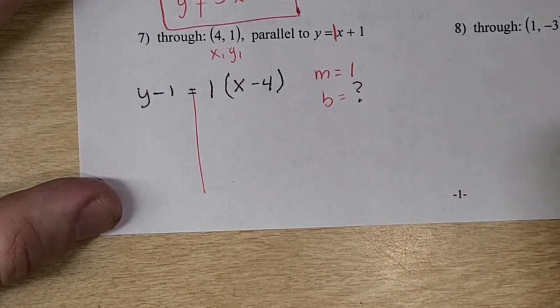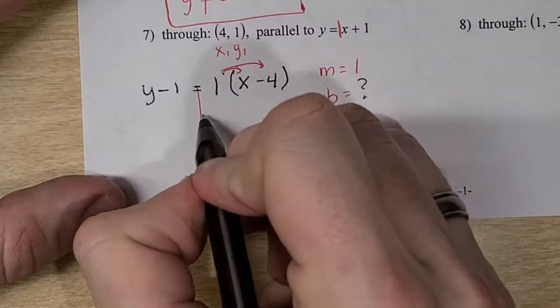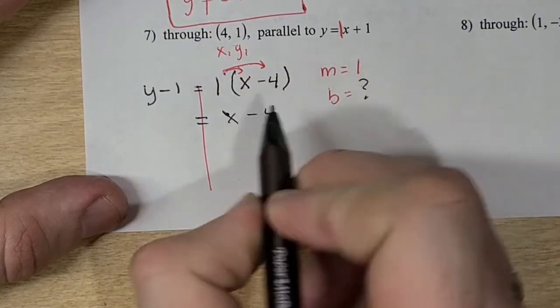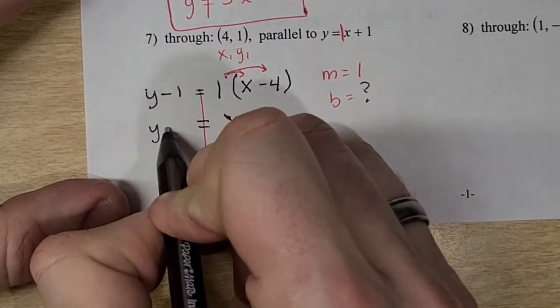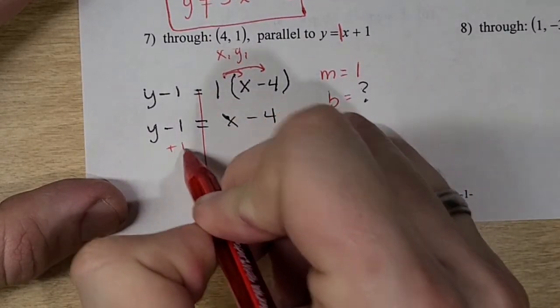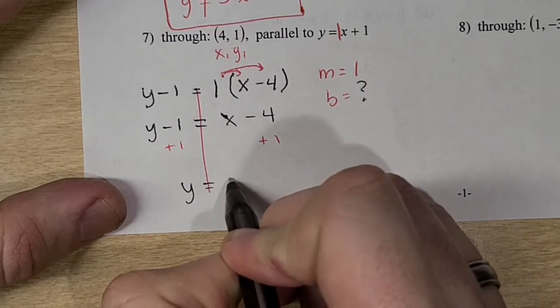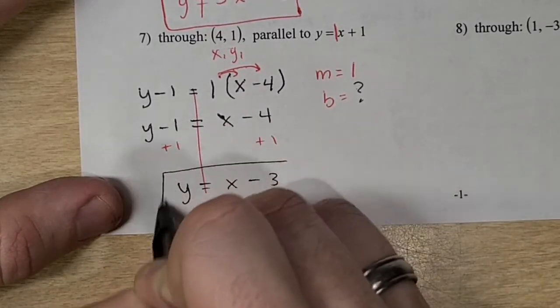So I'm going to take this 1 and I'm going to distribute it, which you might laugh at because multiplying by 1 does nothing. 1 times x is x. 1 times the -4 is -4. And then lastly, I am going to add 1. And I get y equals x, -4 plus 1 is -3.